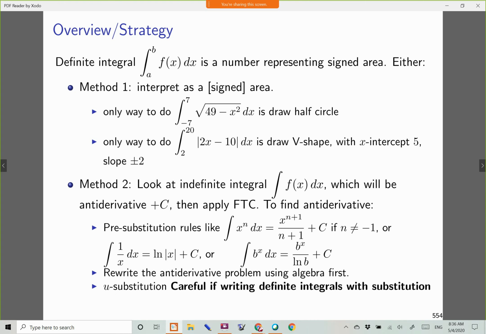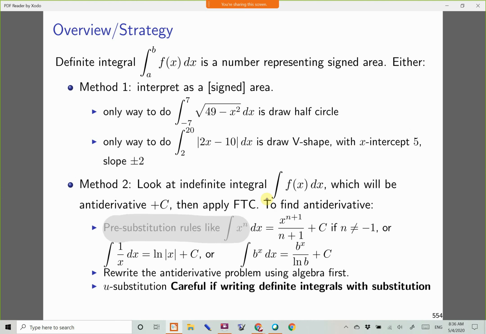So that's one method. You can always try a problem using the method of signed area, but method 2 is to look at an indefinite integral. When you do that indefinite integral, at the end, you've found an antiderivative. Don't forget to stick the plus c on there, and then apply the fundamental theorem of calculus.